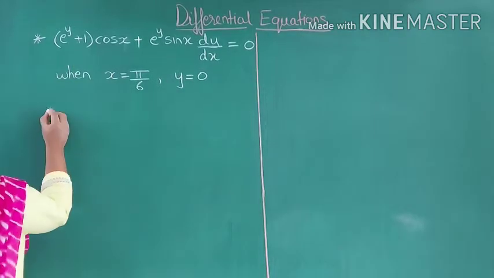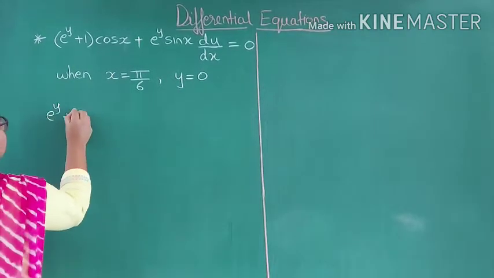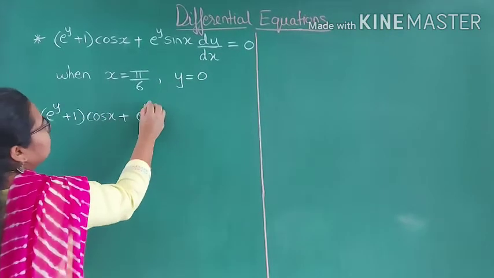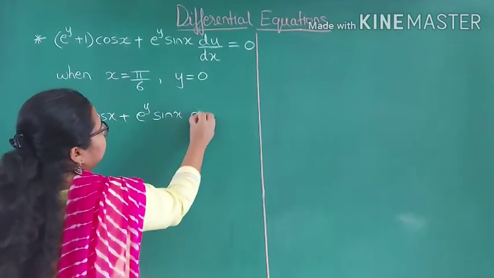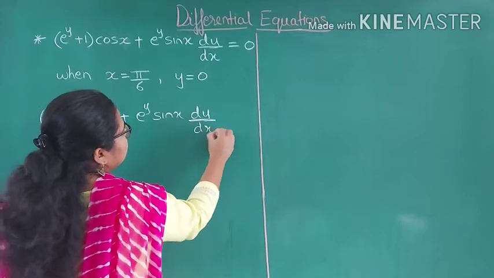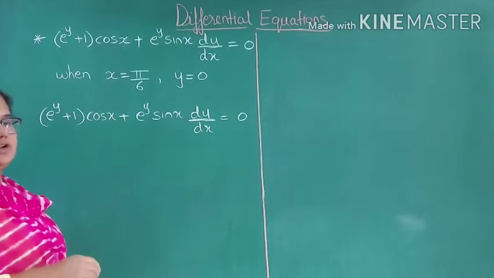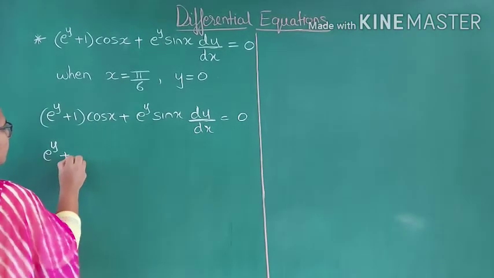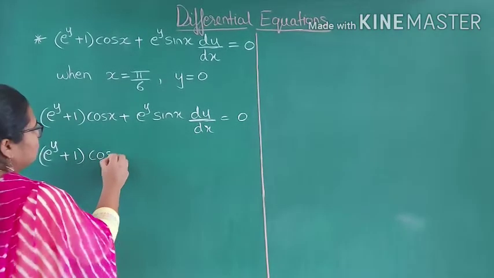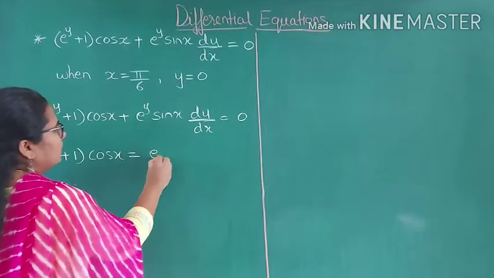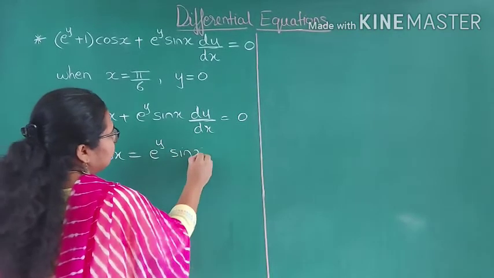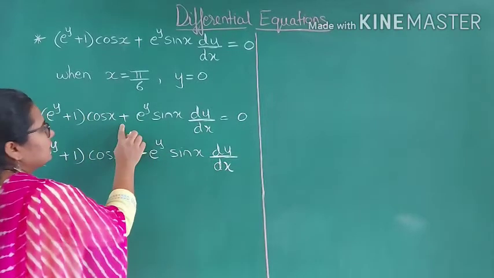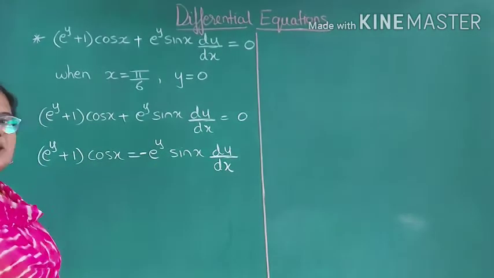Given differential equation is e raised to y plus 1 into cos of x plus e raised to y sin x dy upon dx is equal to 0. So we will take this term on the other side. So it will be e raised to y plus 1 into cos of x is equal to e raised to y sin x dy upon dx. This will become negative because here it is plus sign, on the RHS it will become negative.